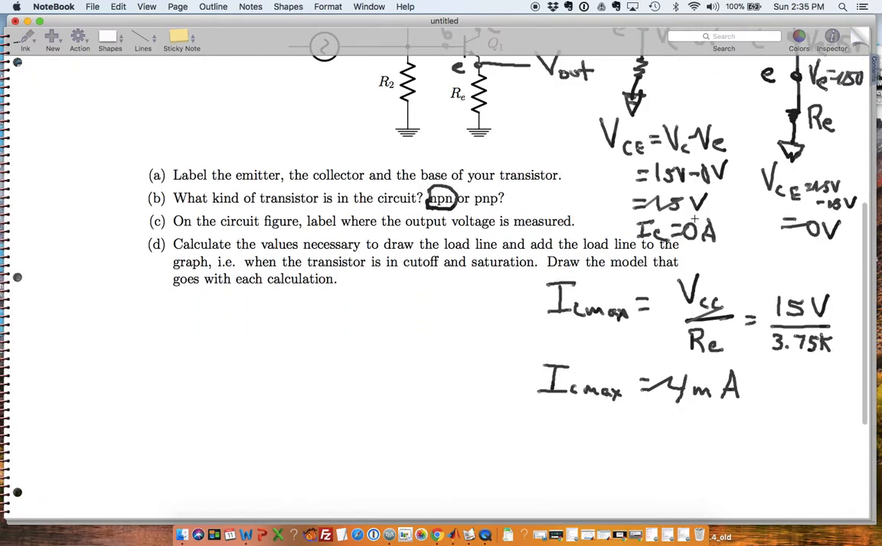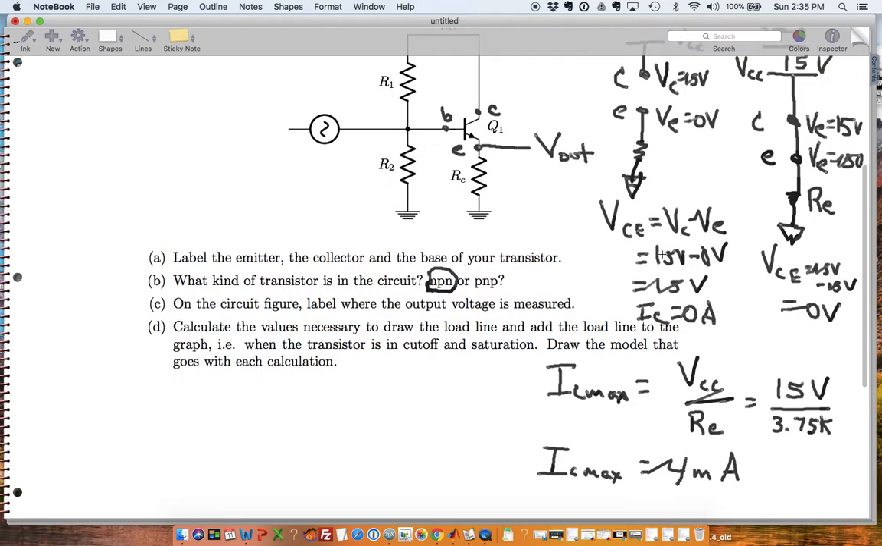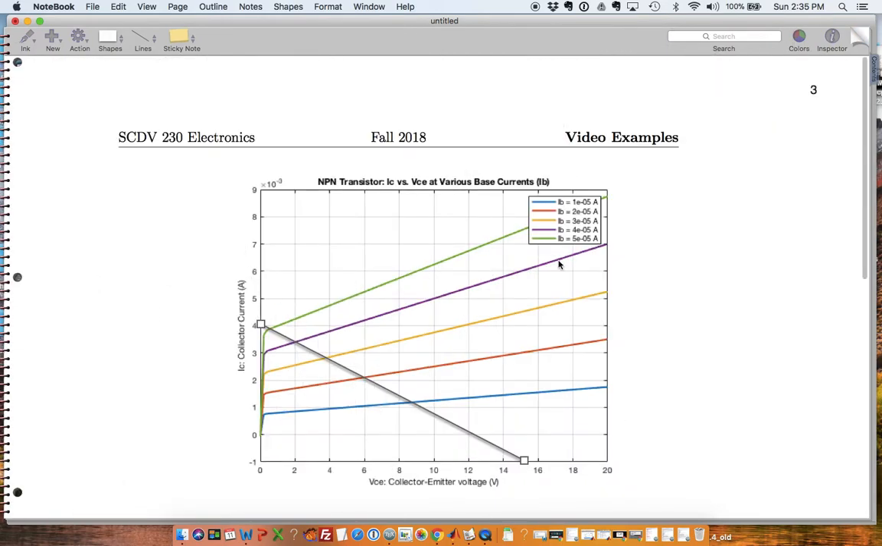All right, so we drew the models. We drew these pictures; those are the models to go with each calculation. We did our calculations, including the equations, and then we plugged in our numbers. So you need all of this in order to get full credit on this problem.